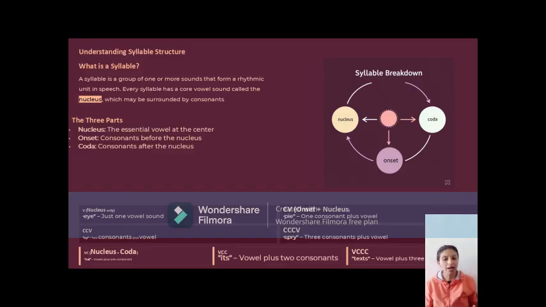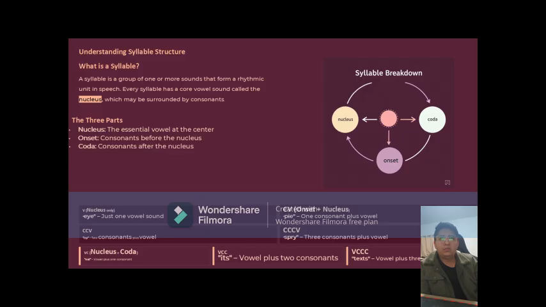But we also have that a vowel can be followed by one or more consonants, and that is when the coda comes into action. For example, with one consonant we have the word it, for two consonants we have the word its, and for three consonants we have the example of the word text. But Jessica, what is the use of knowing syllable structures in English?